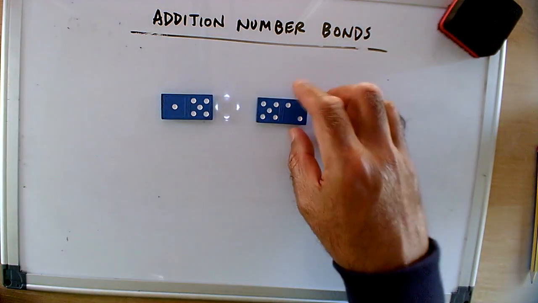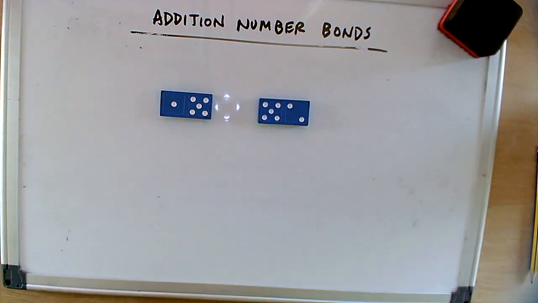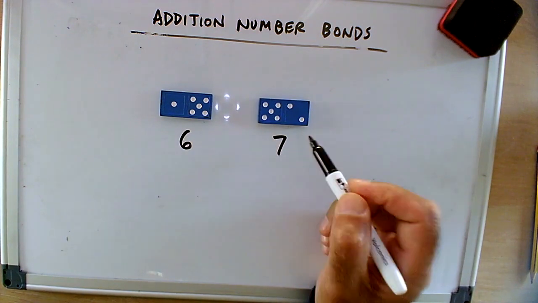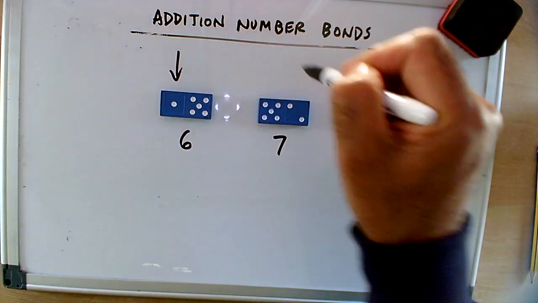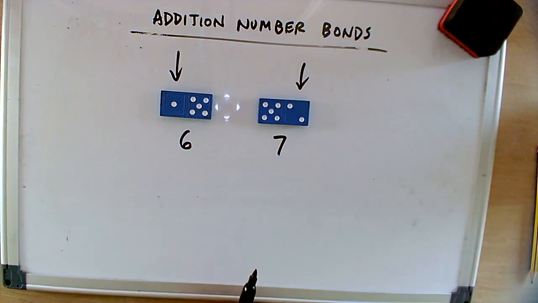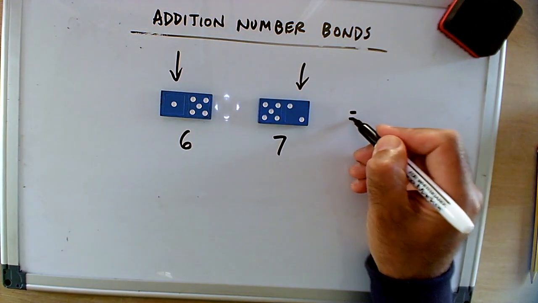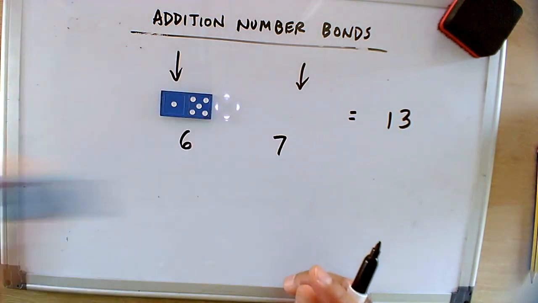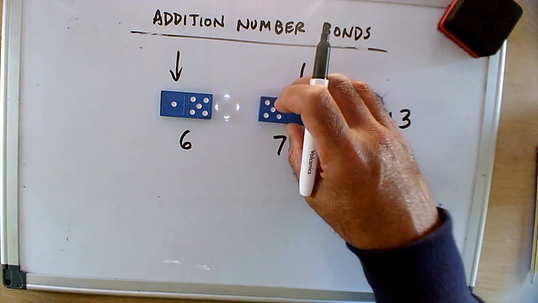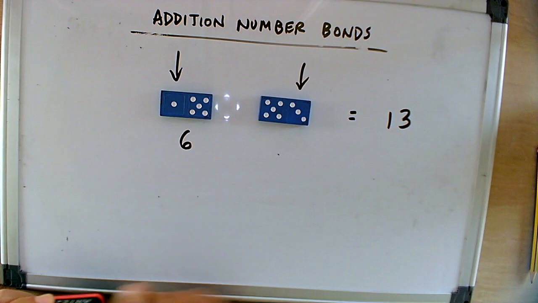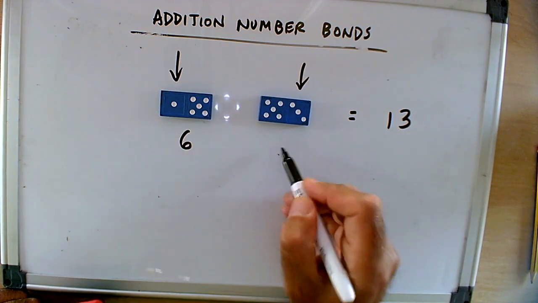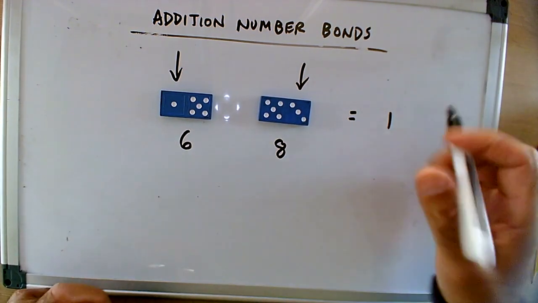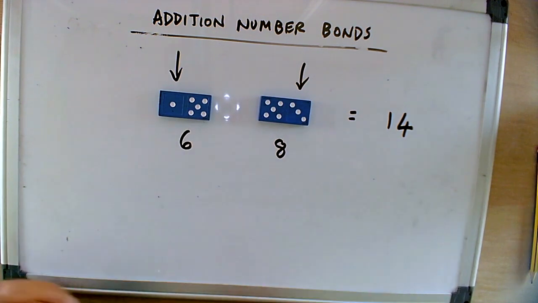Let's do a few more questions. So what do we have here? What's that? 6, of course. What's that? That's a 7. Look at the two outside numbers. They add to give you 3, don't they? So the answer has to be 13. Okay, so let's take this away and let's put this in. Now that's not a 7 anymore. What is that? That's an 8. That's definitely a 6. And you can see the two outside ones will give you 4. 1 and 3 is 4.